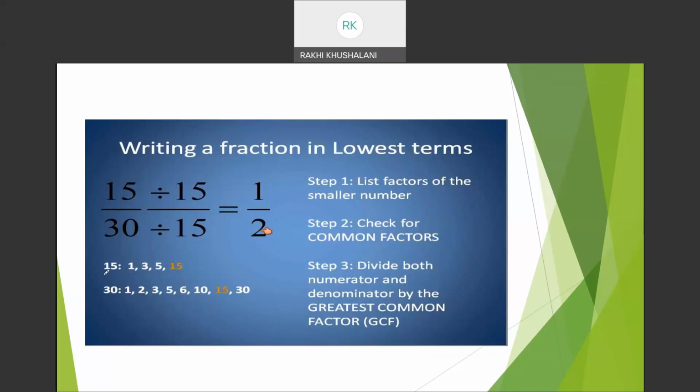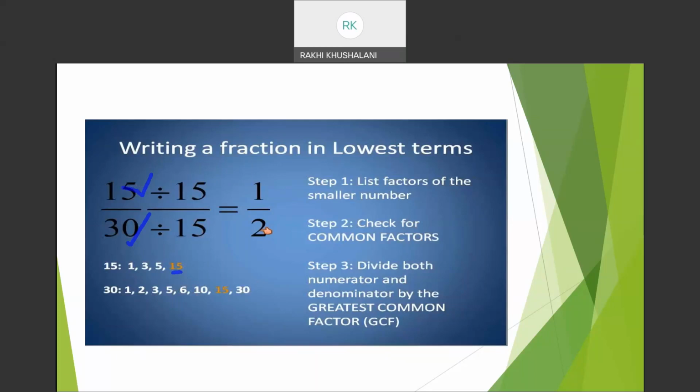If I find out the factors of 15, I can see 1, 3, 5, 15 are its factors. If I find out the factors of 30, I can see 1, 2, 3, 5, 6, 10, 15, and 30 are its factors. As far as this is concerned, 15 is largest, and as far as this is concerned, 30 is largest. But आप इधर वाले 15 को 30 से divide नहीं कर सकते. The dividend has to be larger.